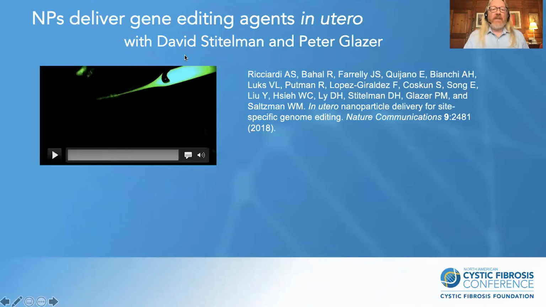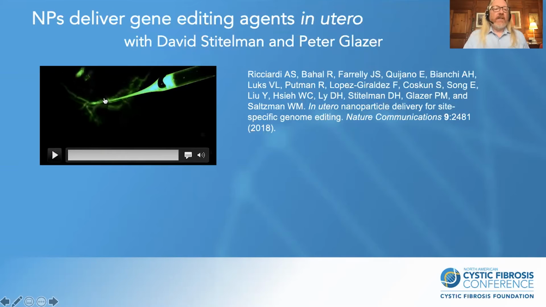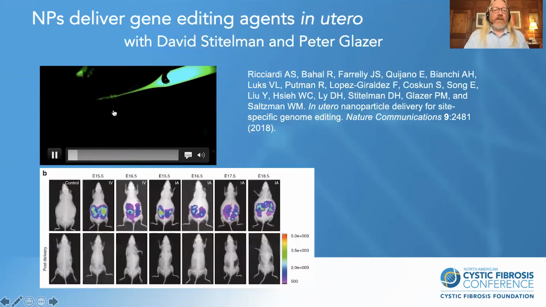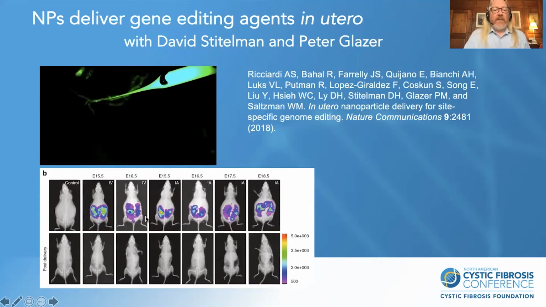Our first test of this was done with David Stittleman, who's a pediatric surgeon and an expert in fetal treatments. He developed a method for injecting these nanoparticles into the circulation of a mouse in utero. These are fluorescent nanoparticles, and you can see this micro needle going into the vitelline vein, and when the nanoparticles are injected, they fill the circulatory system of the fetus. Those particles stay with the fetus, and you can measure them by IVIS imaging, as I've shown here.